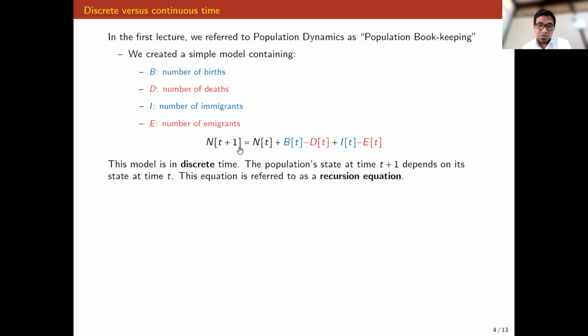Because these equations depend on the previous quantity, we call it a recursion equation. So the number of population can be obtained if we know the number of populations in the previous days, the previous months, or the previous years. So this is a recursion equation.